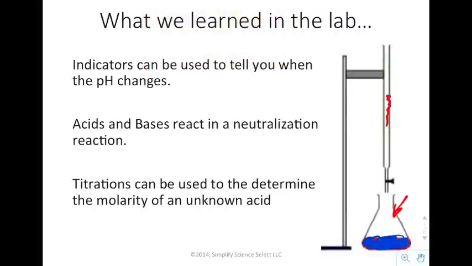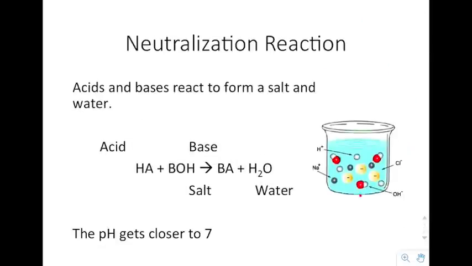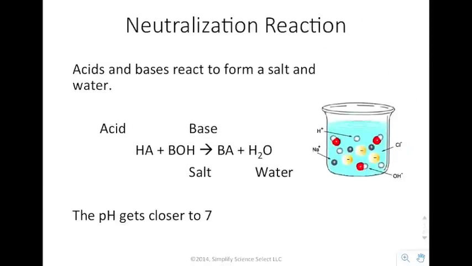So acids and bases react in what's called a neutralization reaction, and the titration is a very useful tool, and it can be used to determine the concentration or the molarity of an unknown. The neutralization reaction is where an acid and a base react to form a salt and water. And so you see this. This is the general formula for an acid, HA, and this is the general formula for a base, BOH.